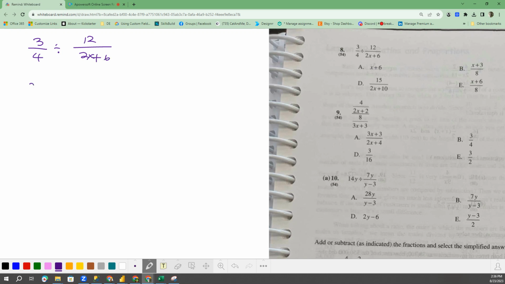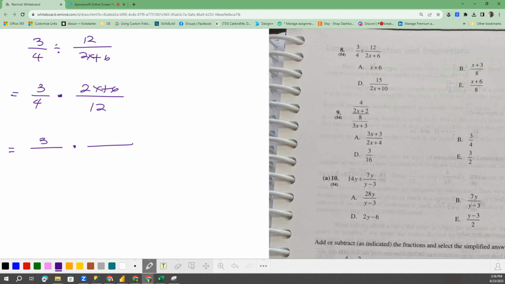Okay, so now copy. I don't know why I wrote 2. Okay, 3/4. You flip, you change the division to multiplication, and you flip this. Okay, so now that you have two fractions multiplying, you need to just factor all numerators and all denominators and see which one will cancel out.